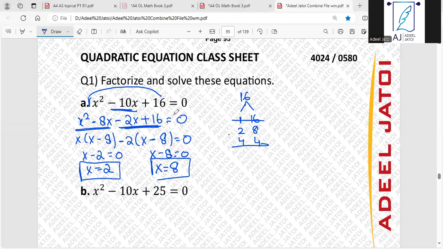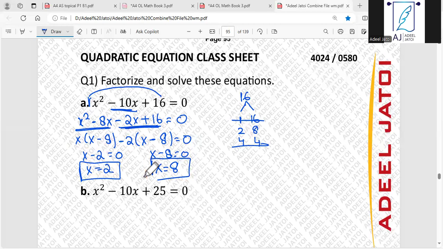Remember this thing, that when you take common, we see that x is there, so x comes out. So when x square, x comes out, you are left with x. From 8x, when x comes out, you are left with 8. Similarly, this is x, and this is x as well. So minus 2 will be taken out, and plus will become minus. So x minus 2 is one factor, and x minus 8 is the other factor. So this will be the equation of x is equal to 8 and x is equal to 2.